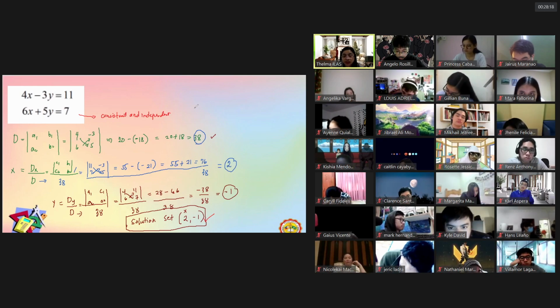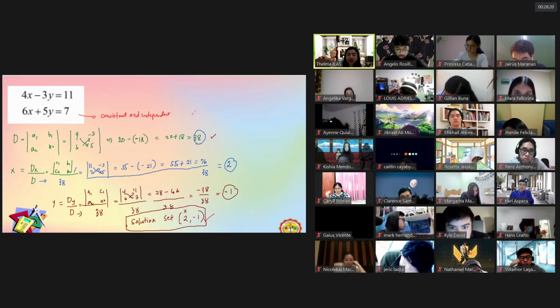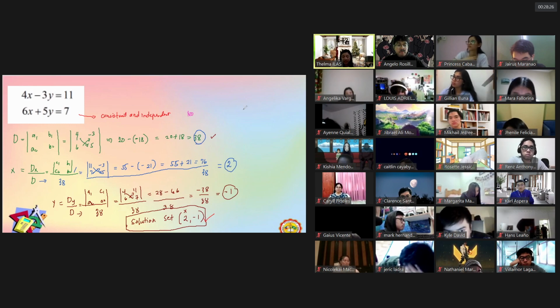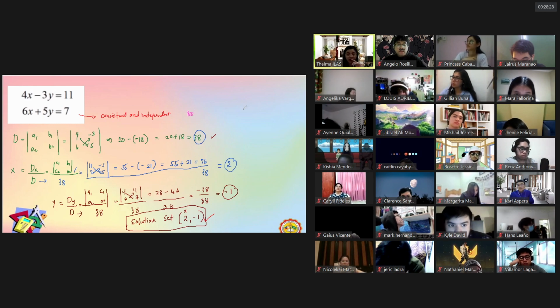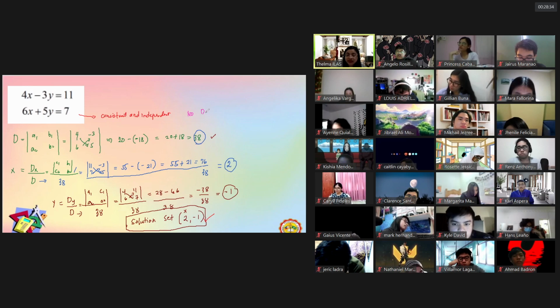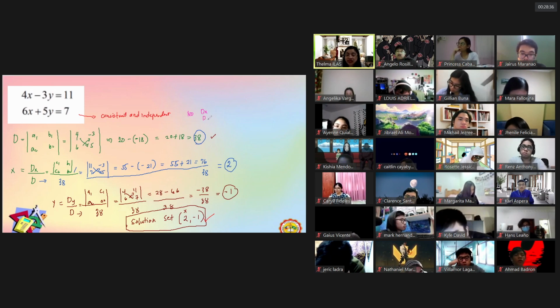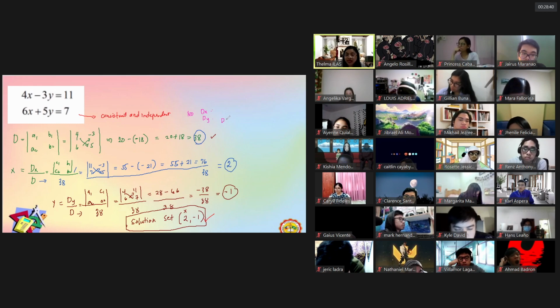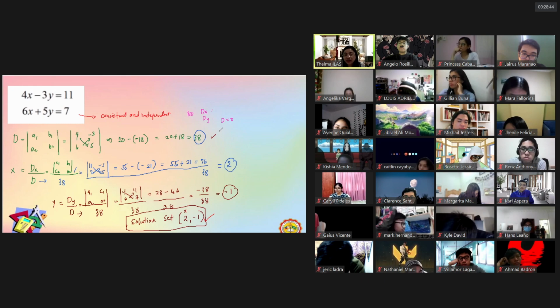Okay? Wait lang. Pagka no solution, guys, ang inyong system or no solution at all, pareho silang magiging undefined. Magkakaroon kayo ng value sa determinant ng x at sa determinant ng y. There is a value for this. But for the determinants is always 0. So meaning, lagi kayong magde-divide ng 0.